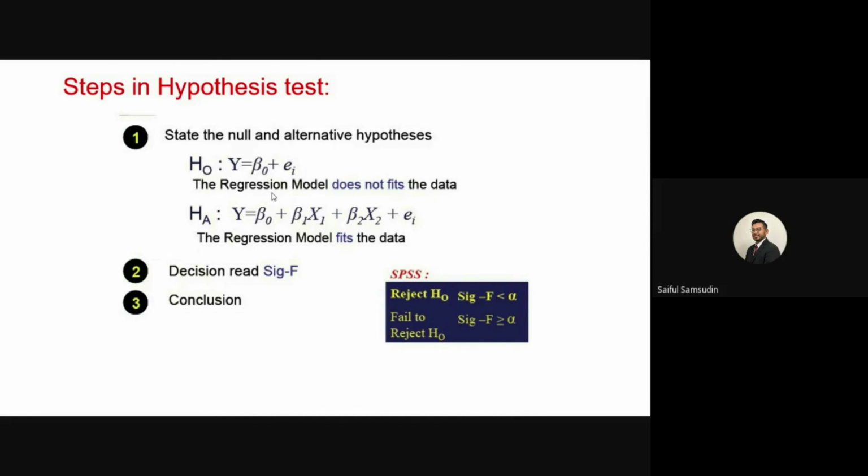We have an H null and we have the H alternative. When the regression model does not fit the data, it is H null, and if the regression model fits the data, it is H alternative. So we read the significance F, and we can conclude. We can see the regression model fits the data from our output.